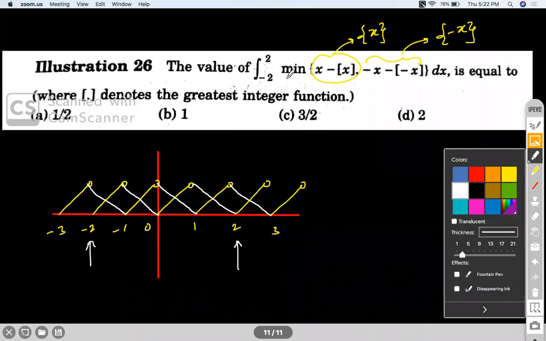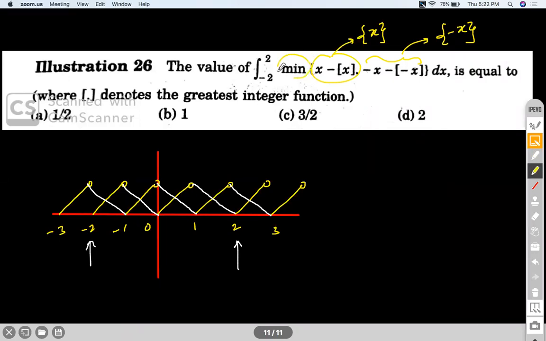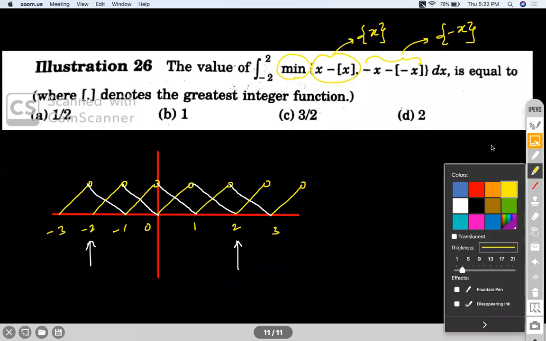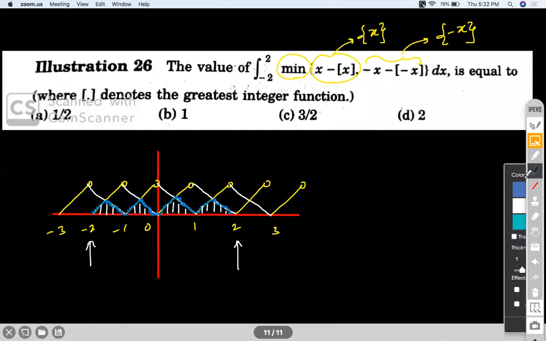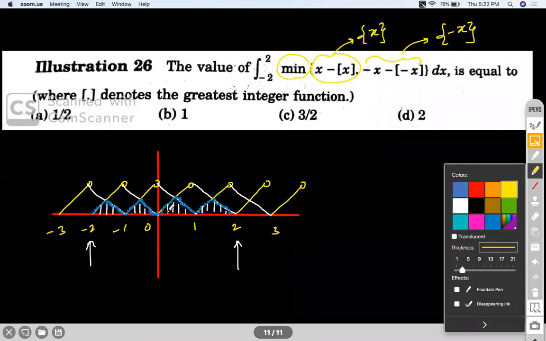Now, minimum means the lowest part of the white and the yellow graph. So as you can see, the lowest part, I'm just changing the color of my pen. Let me make it blue. The lowest part would be the one which I am shading with blue. This is the lowest most part of the graph. Correct? So the area that I'm looking out for is the area under these blue shaded graphs. So that area is nothing but four triangles over here.